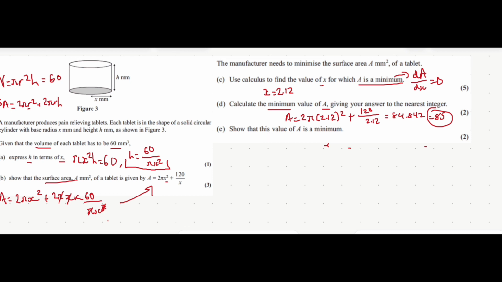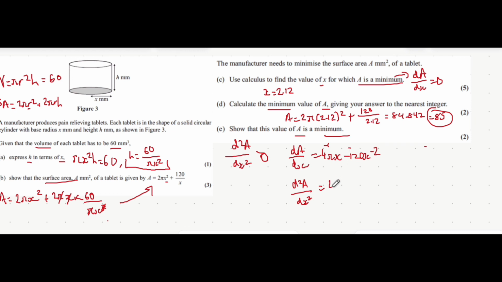Moving on to the last part, it's asking you to show that this value of A is a minimum. How we show it's a minimum is we show that the second differential, d squared A over dx squared, is bigger than 0. So, okay, I rubbed out dA/dx. So let's find that again quickly. Actually, I'm just going to write it out. I'm sure you may have written it down. It's actually just this. And then d squared A over dx squared, the second differential, is what you get when you differentiate this differentiated equation.